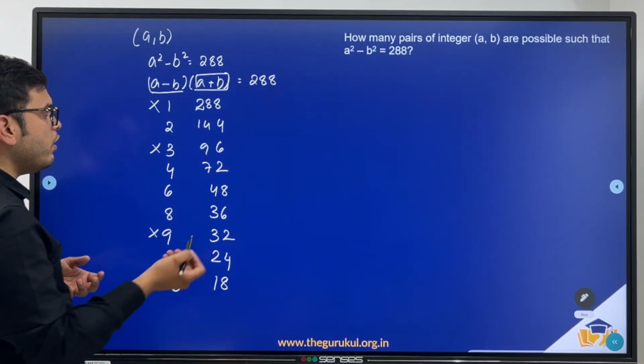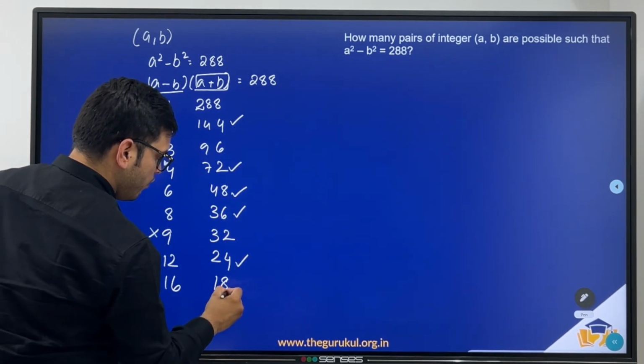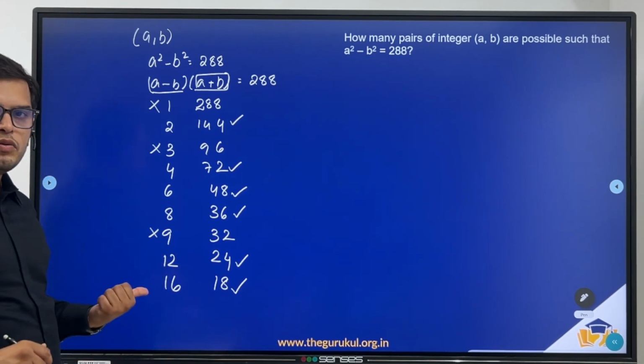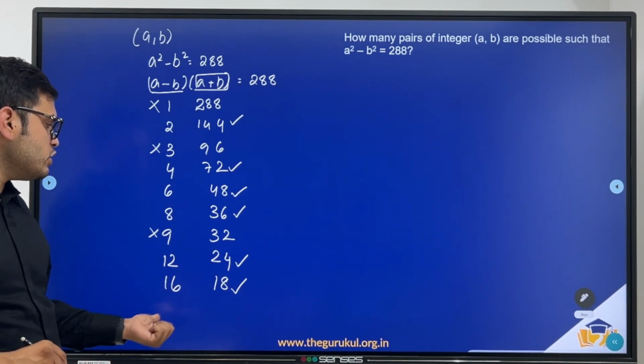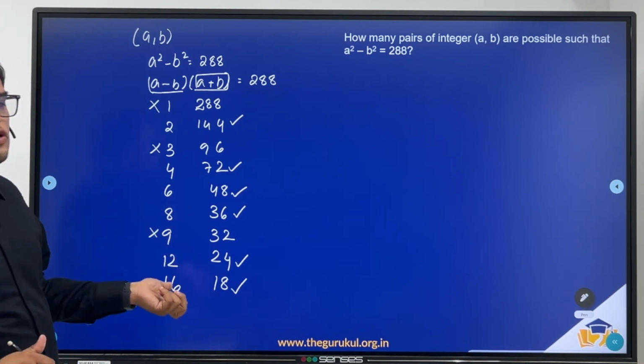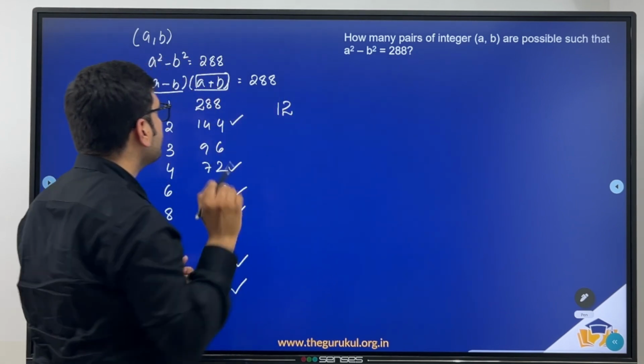So we have how many values? 1, 2, 3, 4, 5, and 6. Now 6 values, right? Now reverse are also possible. You can also have 18, 6, 24, 12, 36, 8, 48, 6, and so on. So you'll be having 6 more values. So in total 12, right?